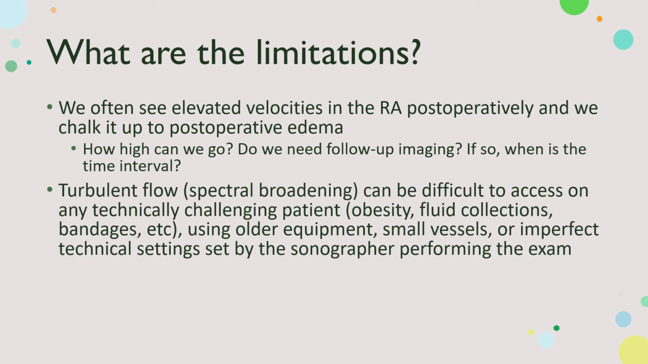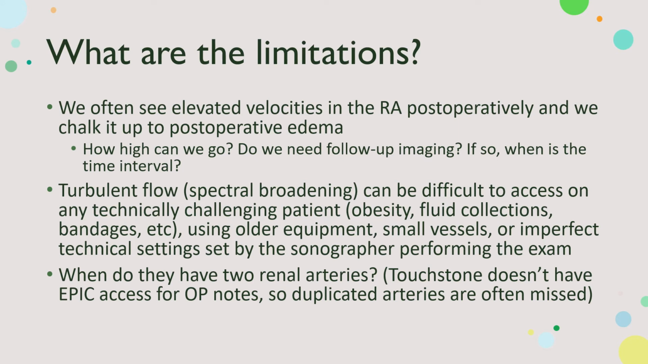Turbulent flow or spectral broadening can be difficult to assess, right, on any challenging patient, especially in the perioperative period. That, coupled with older equipment, small vessels, and imperfect technical settings by the sonographer, all limit whether we're going to call spectral broadening or not. And then what happens when they have two renal arteries? Well, we don't have op notes at the outpatient centers, so did we miss a duplicated renal artery? And then reporting is variable.